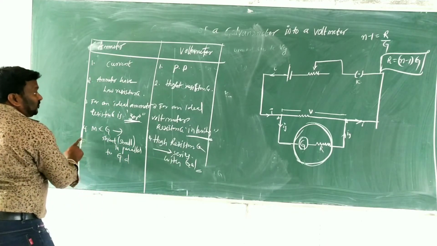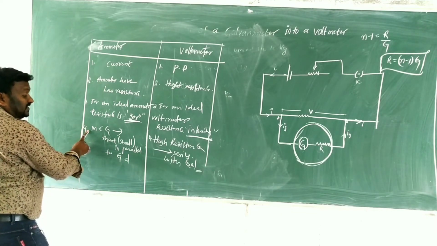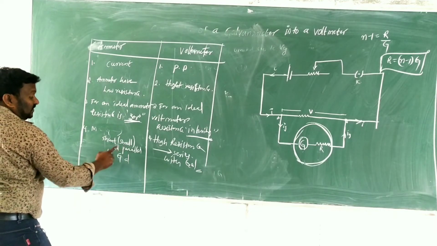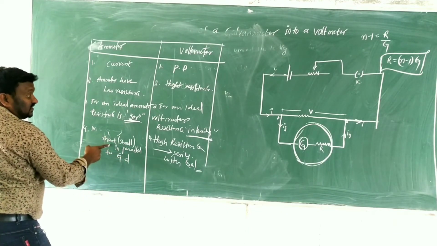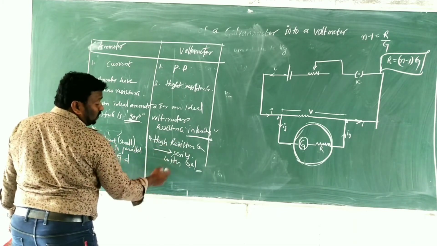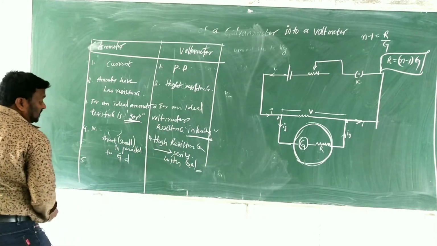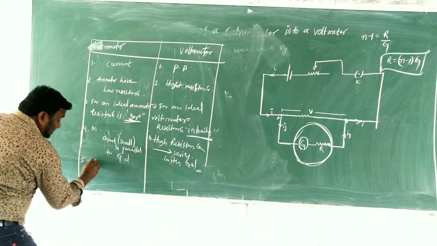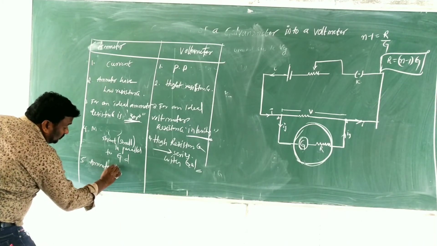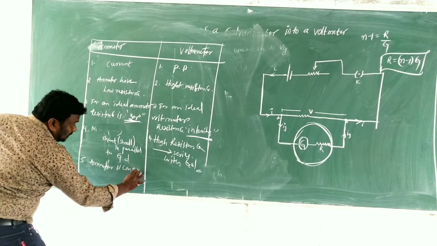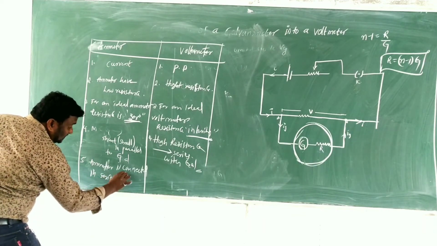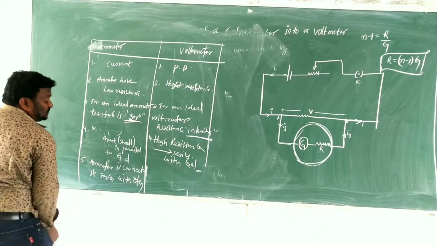Clear children? Fourth point, what is it? MCG must be converted. How? A shunt is added in parallel to the moving coil galvanometer. Now it is an ammeter. When a high resistance is connected in series with the galvanometer, now it is a voltmeter. And the next point, children: ammeter is connected in series with the other components in a circuit.